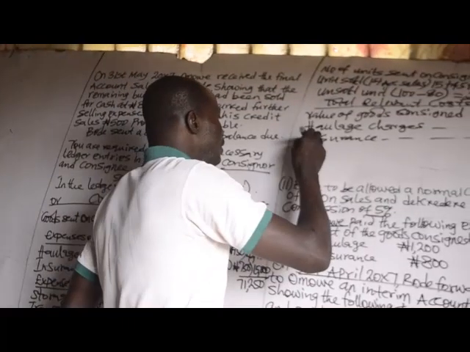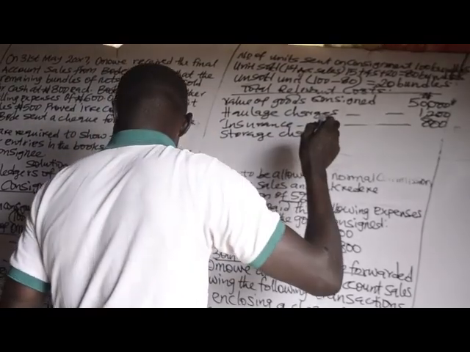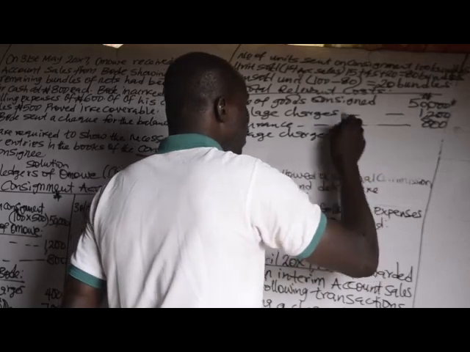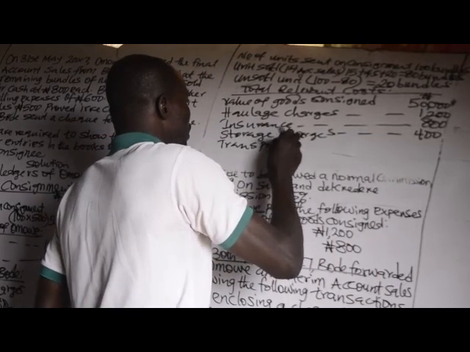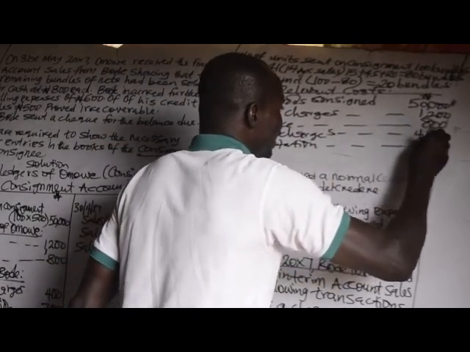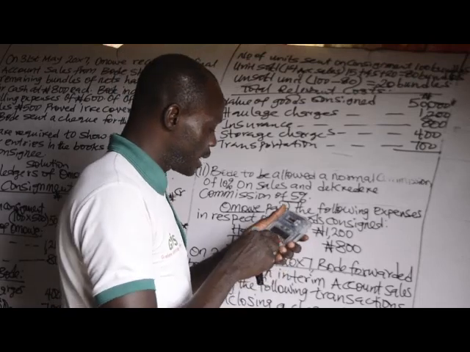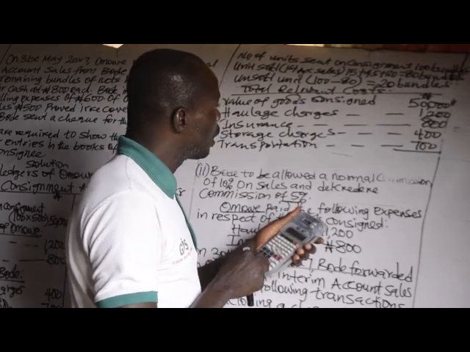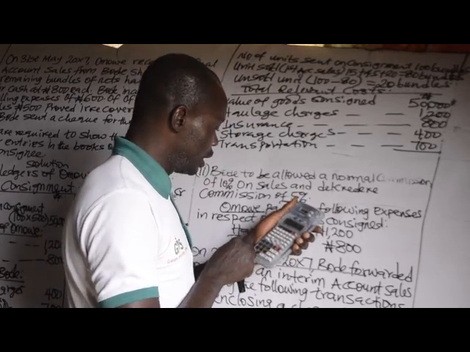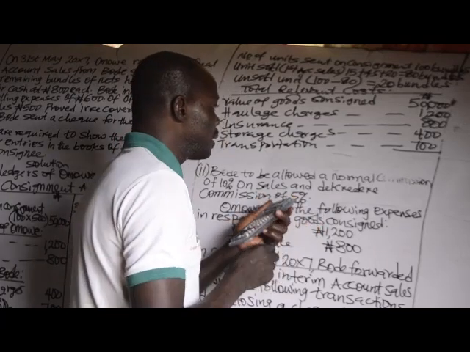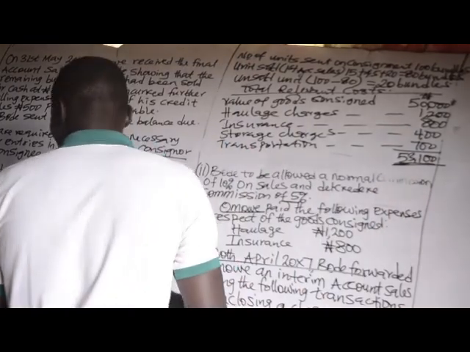Now, let's have that. Storage charges of 400, transportation of 700. These are the relevant expenses. Now, let's total it. 50,000 plus 1,200, that will be 51,200, plus 800, plus 400, plus 700. Therefore, the total relevant expenses amounted to 53,100.